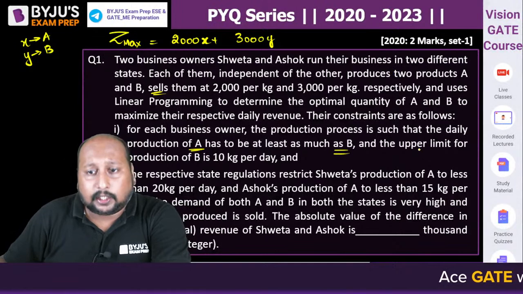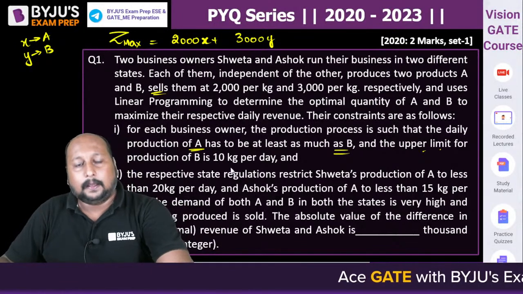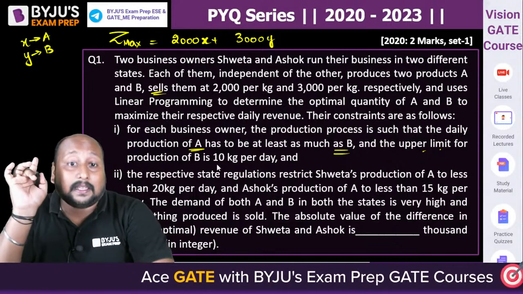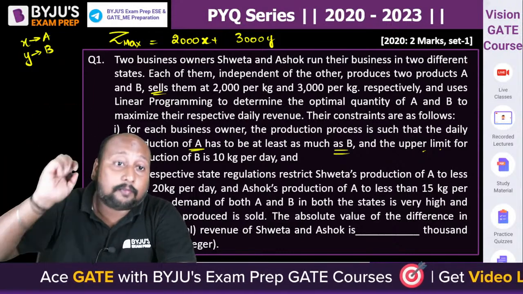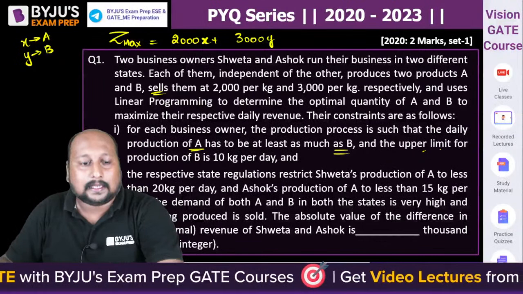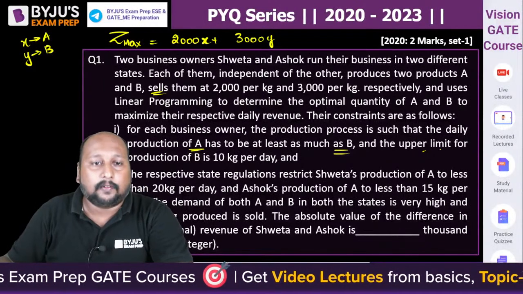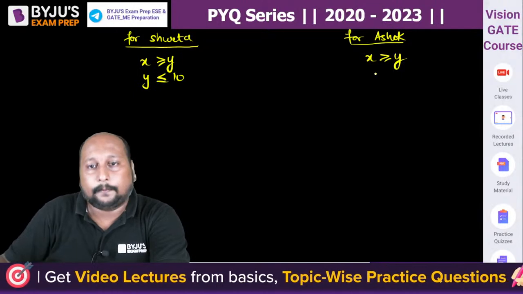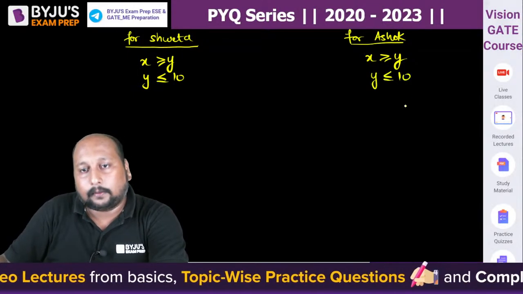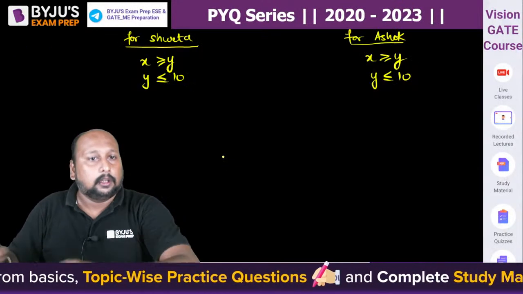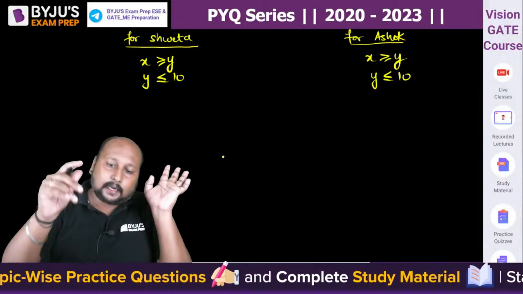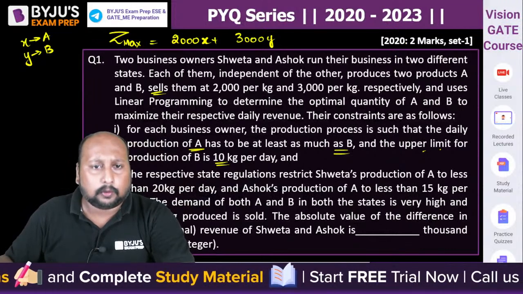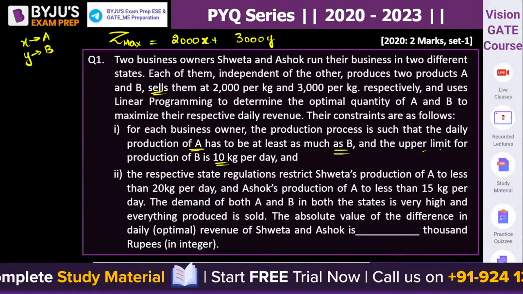Right? The second condition is the upper limit of production of B. The upper limit of production of B is 10 kg per day. That means the maximum value of B, which is Y, you can simply say Y is less than or equal to 10. Right? Two constraints have been written. Let us read the third constraint. I hope you are able to see this. Now I think it is quite visible.